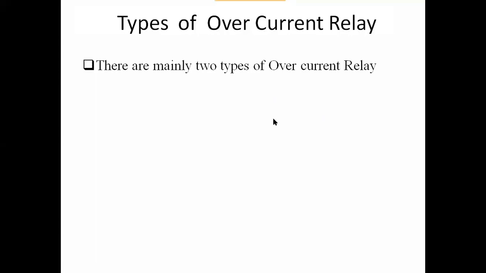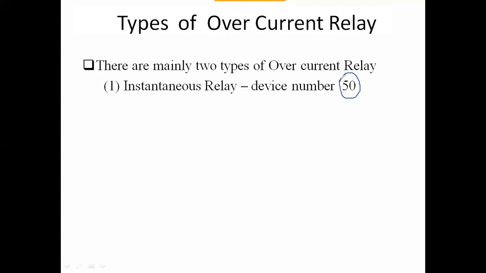There are mainly two types of overcurrent relay we generally use. First one is called instantaneous overcurrent relay. For instantaneous overcurrent relay, the device number is generally taken 50. Now for all relays and circuit breakers, there is a device number. Now this device number for instantaneous relay is given 50. আমরা যখন একটা প্রোটেকশন সিস্টেম ডিজাইন করব, প্রত্যেকটার কিন্তু একটা স্ট্যান্ডার্ড নাম্বার থাকবে, ইন্টারন্যাশনাল স্ট্যান্ডার্ড একটা নাম্বার থাকবে.